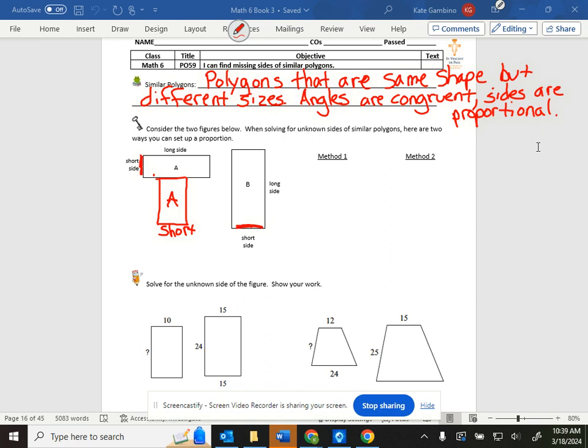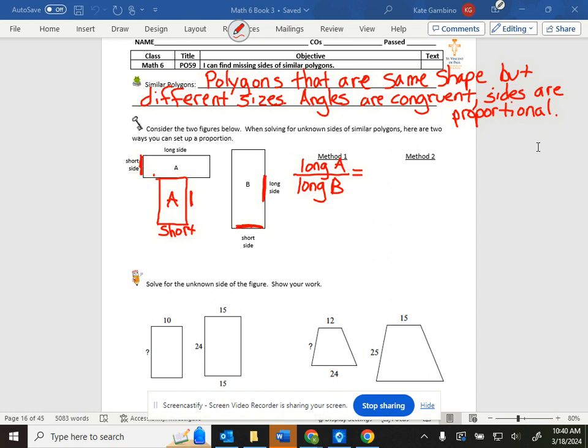So we have our first method to find that missing side. We're going to match up the long side of A, so long A, and we're going to put that over the long B. So long A goes over long B, and that is going to equal, any guesses?